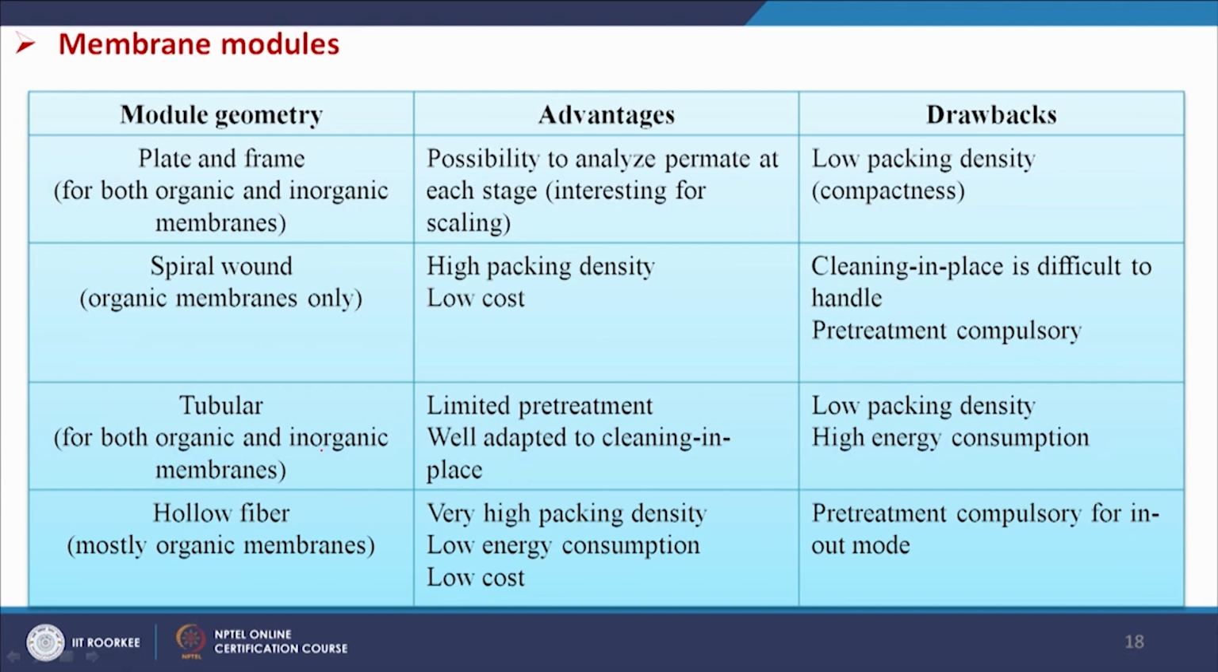Tubular type can be used for both organic and inorganic membranes, and then limited pre-treatment, well adapted to cleaning in place, and low packing density, high energy consumption are the drawbacks. And hollow fiber is mostly for organic membranes, and very high packing density, low energy consumption and low cost are advantages, and pre-treatment is compulsory for in-out mode. So, this is the drawback of it.